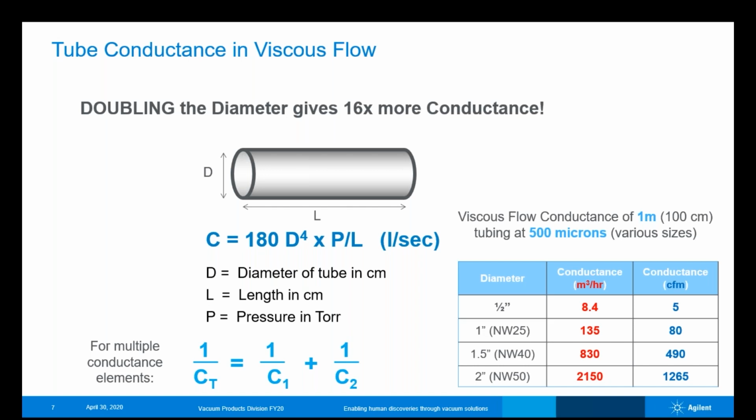Obviously, if I had a 200 cubic meter per hour pump, I'm going to be looking at something like 1.5 inch, or what we call NW40 tubing, 40 millimeters, 1.5 inch diameter. That gives me sufficient pumping speed that I'm not going to suffer too much of a loss when I connect it up to my vacuum system.